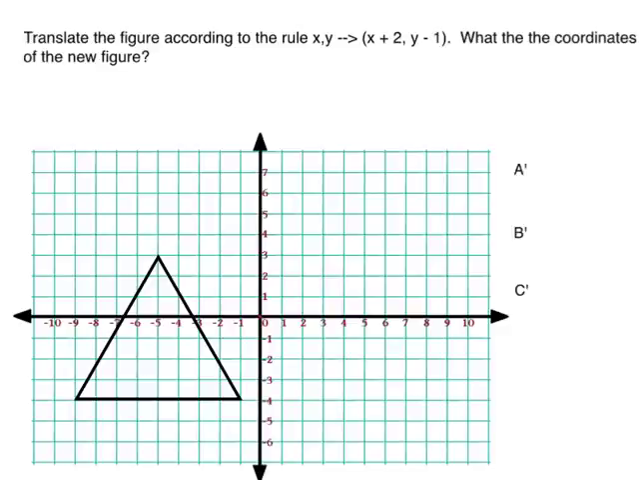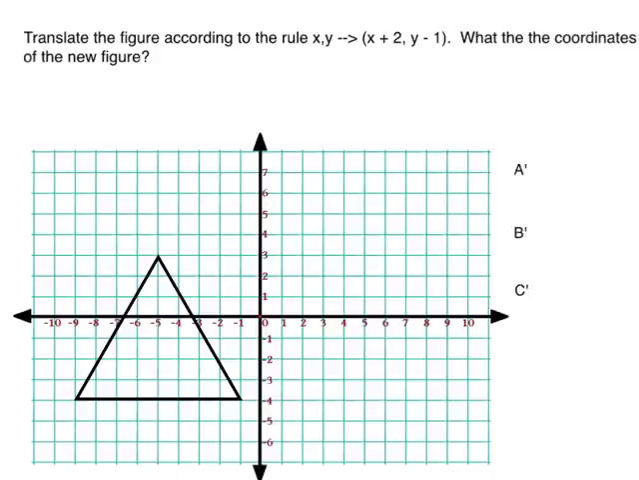Hi guys, today we're going to keep working with translating figures, but today I want to take a look at coordinate notation. Take a look at this first example. Translate the figure according to the rule (x, y) becomes (x + 2, y - 1). What are the coordinates of the new figure?